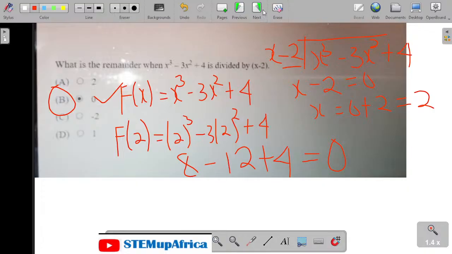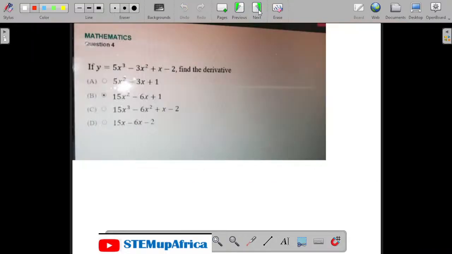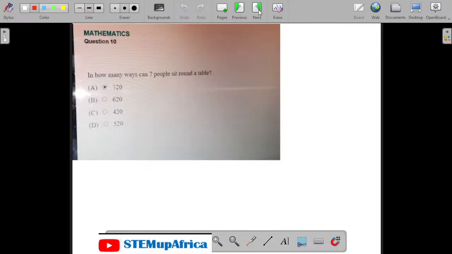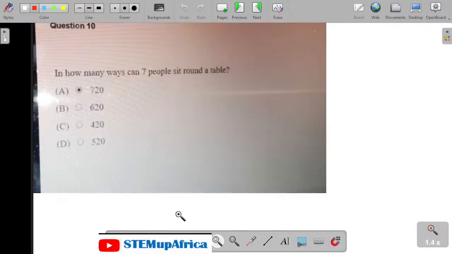Now move to the next question. We've done this question before. This is permutation and combination. In how many ways can 7 people sit in a round table? We have a formula for round table and a formula for ring. I'll write both of them here in case you see any tomorrow or whenever you are writing your own exam.